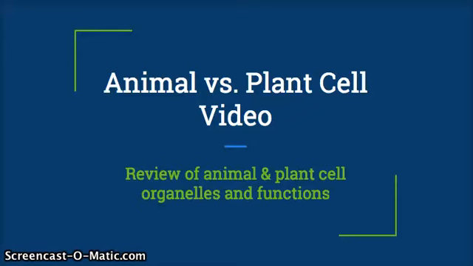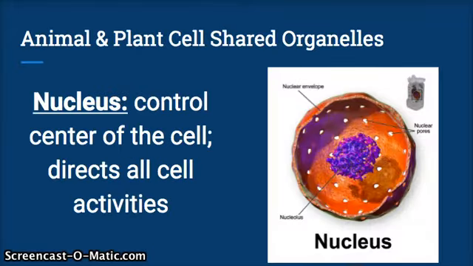In today's video, you are going to review the animal and plant cell organelles and functions to prepare for the quiz tomorrow. So, first we're going to go over the shared organelles, the organelles that both animals and plants have. So the first one is the nucleus, and the nucleus is the control center of the cell. This is the organelle that directs all cell activities. This organelle is in charge of what goes on every day in the cell.